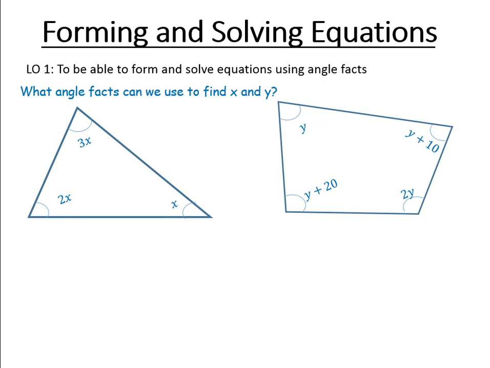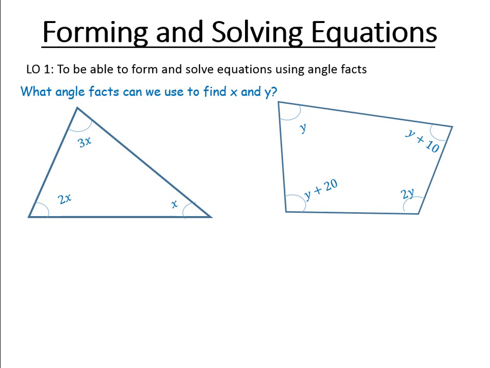So let's look at this particular triangle here. Triangles have three sides and three angles. This one has 3x, 2x, and x, so I don't know what the angles are. You can clearly see that it's x, 2x, and 3x. Without even being asked, you need to work out what the angles are. So how do I do this? What angle facts can we use to find out what x is?